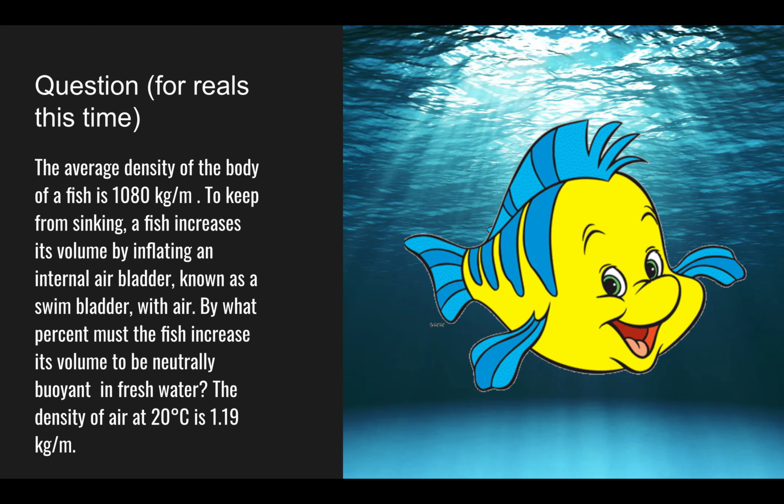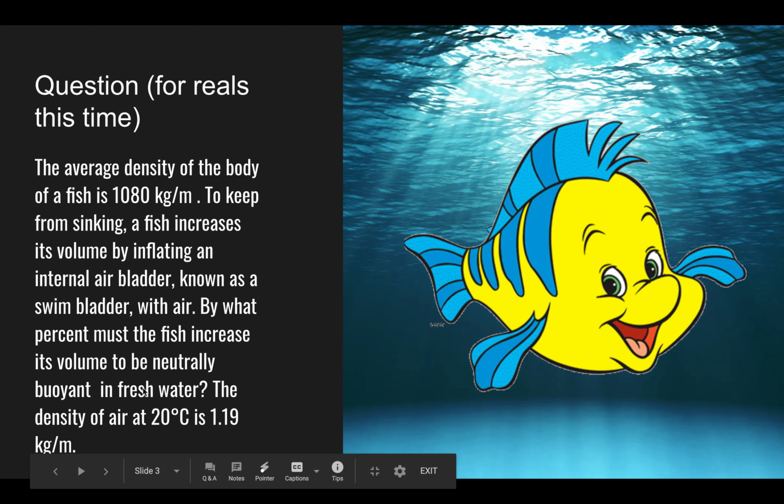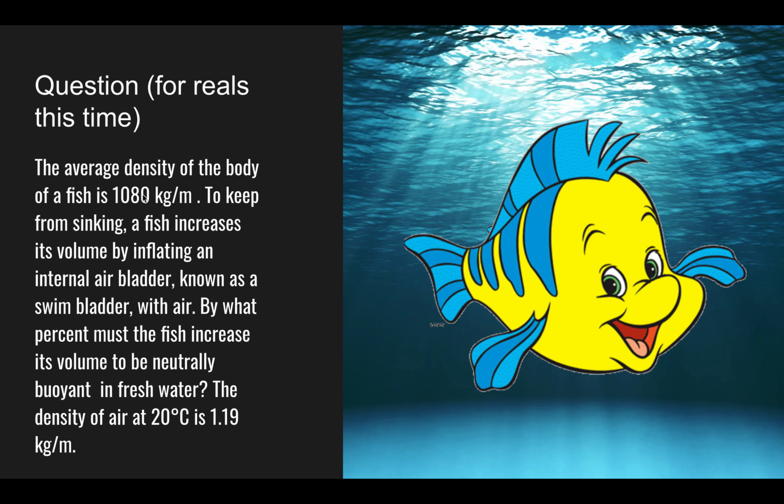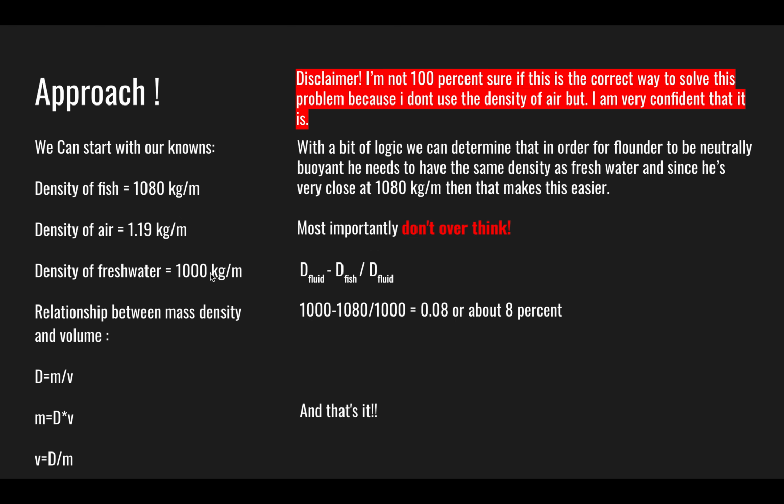So the term neutrally buoyant basically just means that the density of the fish has to be the same as the density of water. And since it says that we're in freshwater, we know that the density of the fish has to come down to 1,000 kilograms per meter, because that's the density of freshwater. So we have that written down here, 1,000 kilograms per meter, and that's the density of the fish.